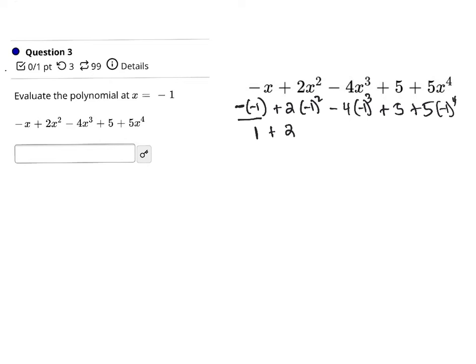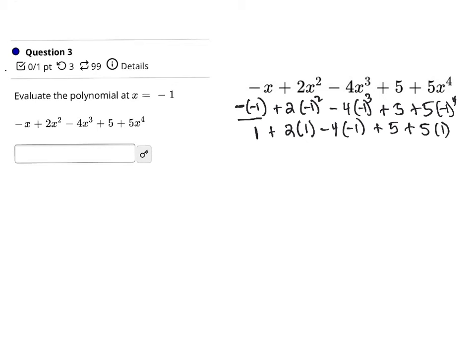So this is 2 times what I get, negative 1 squared. Base is negative, exponent's even. 1 times 1 is 1, so positive 1. Then negative 4 times negative 1 cubed. It's going to give me a negative 1. Plus 5 times negative 1 to an even power is going to be positive 1. Now the 1s was easy because 1 times 1 is just 1. If it had been like negative 2, then we'd have had to do a little bit more work.